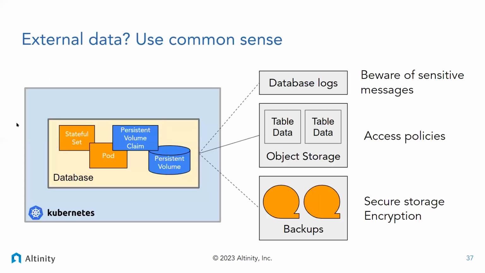So then the final thing is external data, and this is, of course, so broad that you really need to use common sense. But 3 kinds of external data that are very common with ClickHouse are database logs, object storage for table data, and then backups. Let's take them in reverse order.